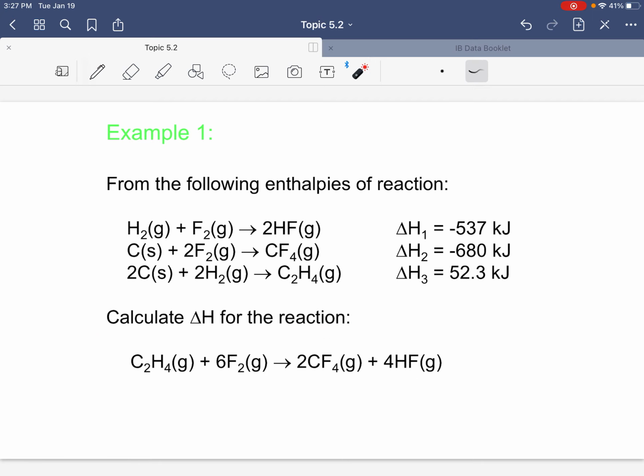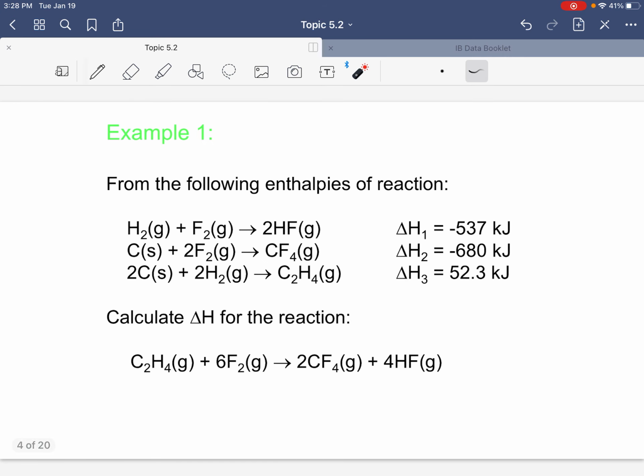You can do a couple of things. You can flip these equations around, or you can multiply these equations by a certain coefficient. So there are many strategies. One of the strategies that I like to do first is to get what's in the target into the right side. So let's take a look at this equation right here.